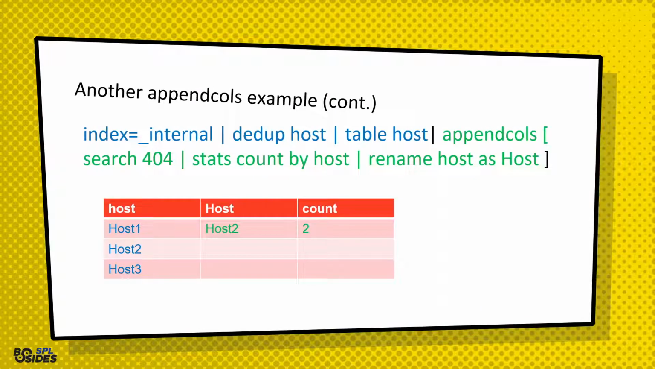If we change the subsearch to return the host name in a different field, we see that the 2 error 404s actually came from host 2, and that host 1 and host 3 had none. This shows how the appendcols command doesn't align its results with those of the main search, and why it's important to be careful when using appendcols.